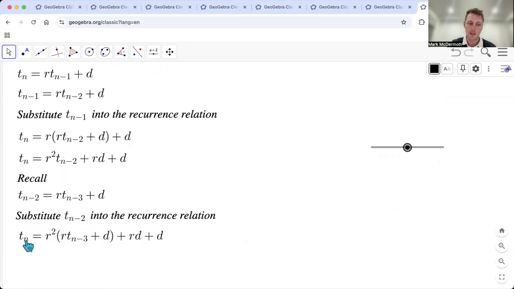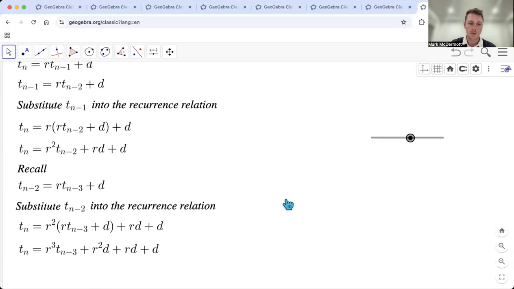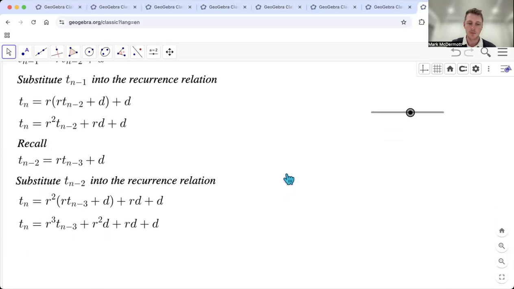So again, we're taking T sub n minus 2 and subbing it into the recurrence relation. So it gives us R squared, R times T sub n minus 3 plus D plus RD plus D. Expanding that out, we get this.